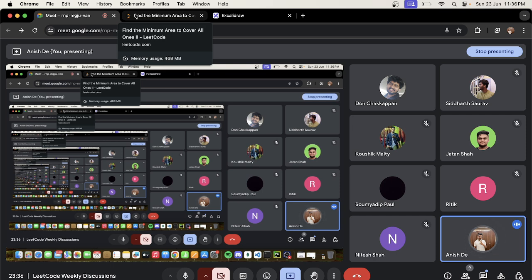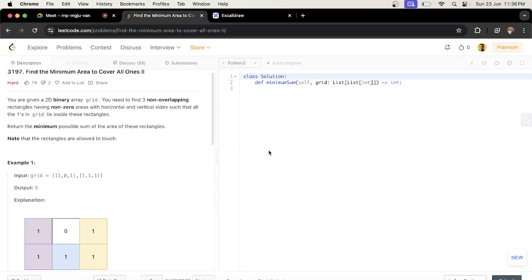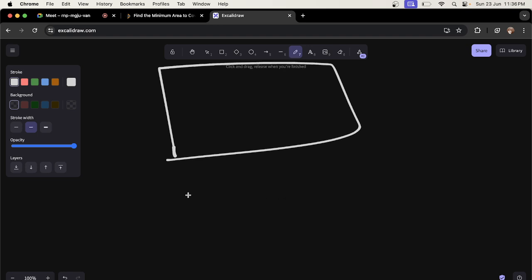Kaushik, Siddharth, Jatan, Ritik. Yes. Ritesh. Okay. Yes. Cool. So basically, let's say this big rectangle covers all the ones, we need to break this rectangle into 3 parts, ideally. So let's say out of the grid we are given, this big rectangle covers all the parts. So we basically need to break this rectangle into 3 parts. Okay. This is clear till here? So how can we break this big rectangle?